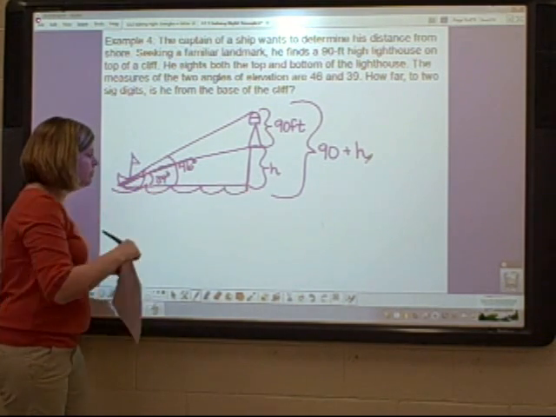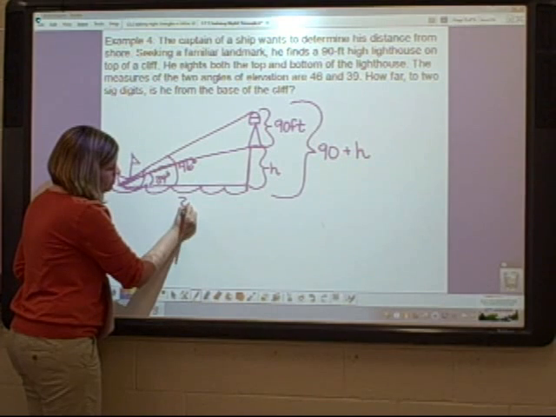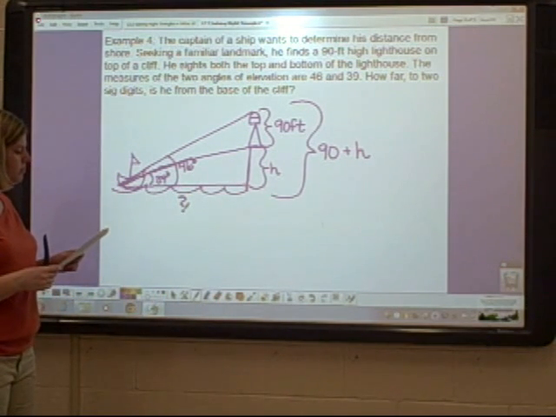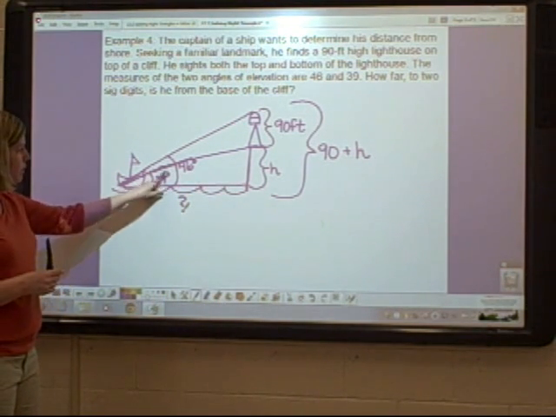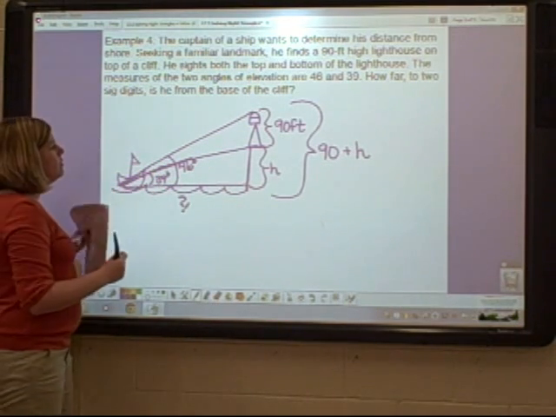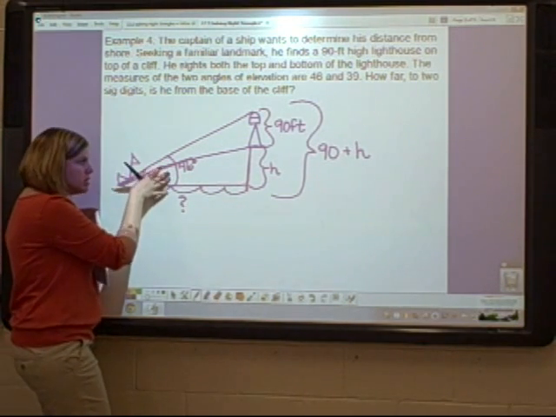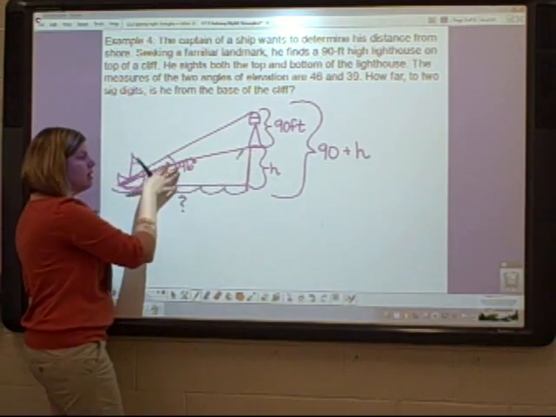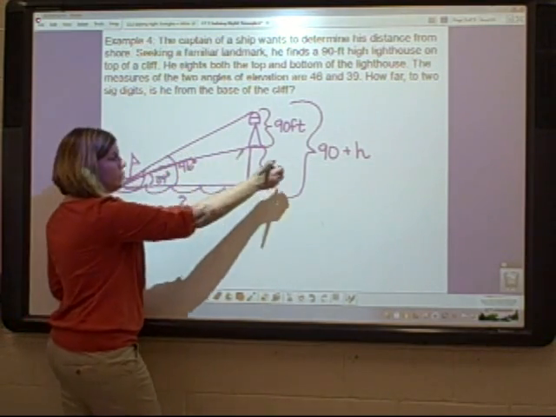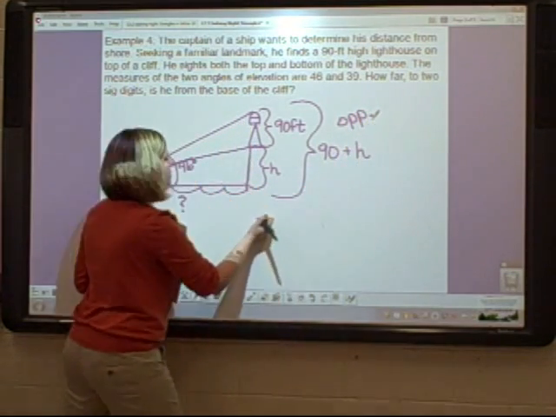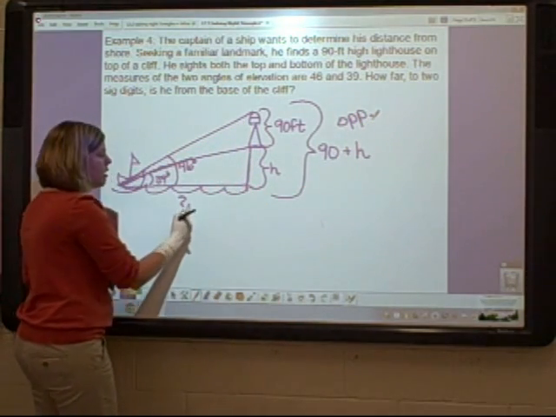So this is our unknown, the base of the triangle. The angles that we know are right here. So if we label across from our angles, this would be the opposite side because it's opposite of our angles. So these are my opposites. And then the bottom, which is our unknown, is our adjacent side.